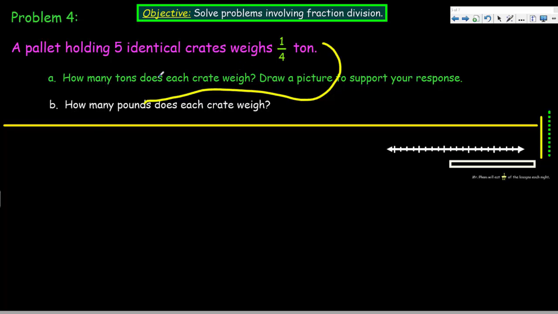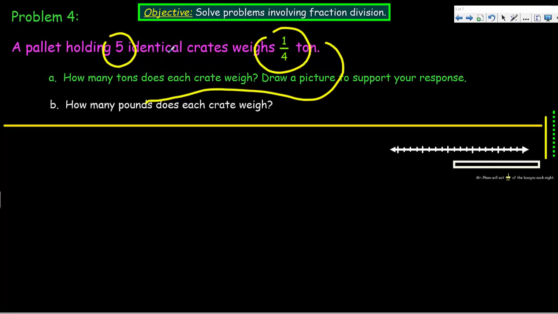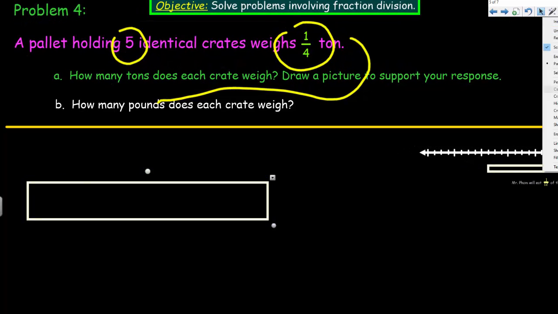Well, again, we don't have a whole number here. This is my dividend, though. This is what's being divided. There's a pallet that holds 5 identical crates, 5 crates on one pallet, but the whole thing weighs a quarter ton. So I'm taking that 1/4 ton, which is my dividend. This is the size of the group here, 5, to determine how much each crate weighs. We don't want to use our quarter ton.